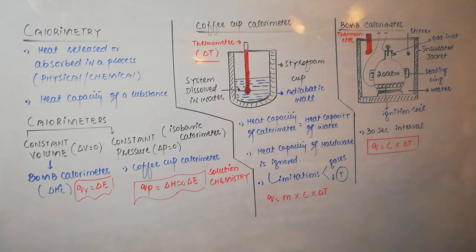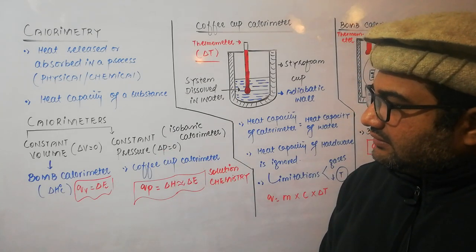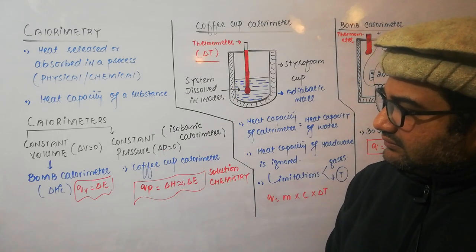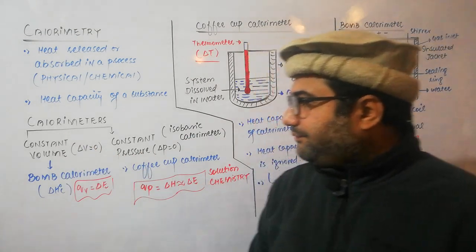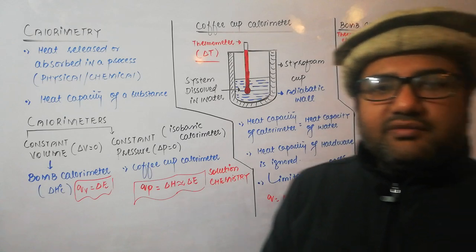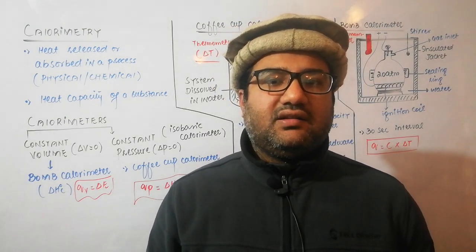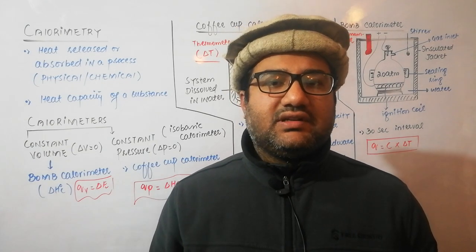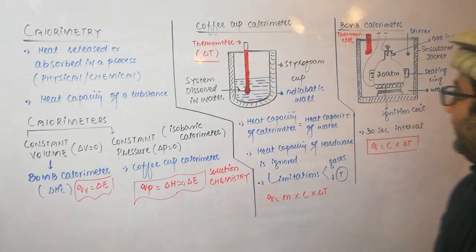Now the second one is the bomb calorimeter. It is an example of a constant volume calorimeter. Why does the volume remain constant? Because the bomb is a sealed container. No vapors can escape out of it, so the volume remains constant inside the bomb.